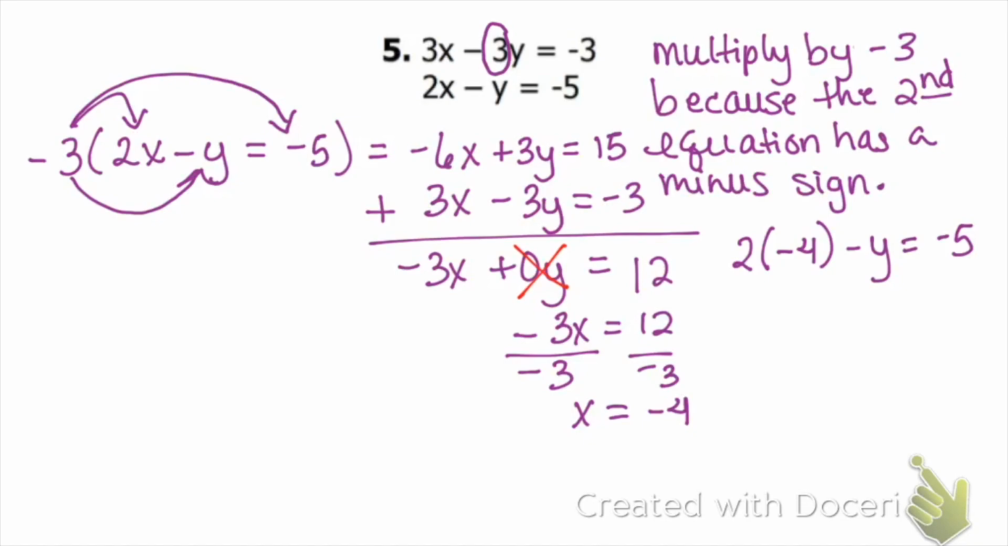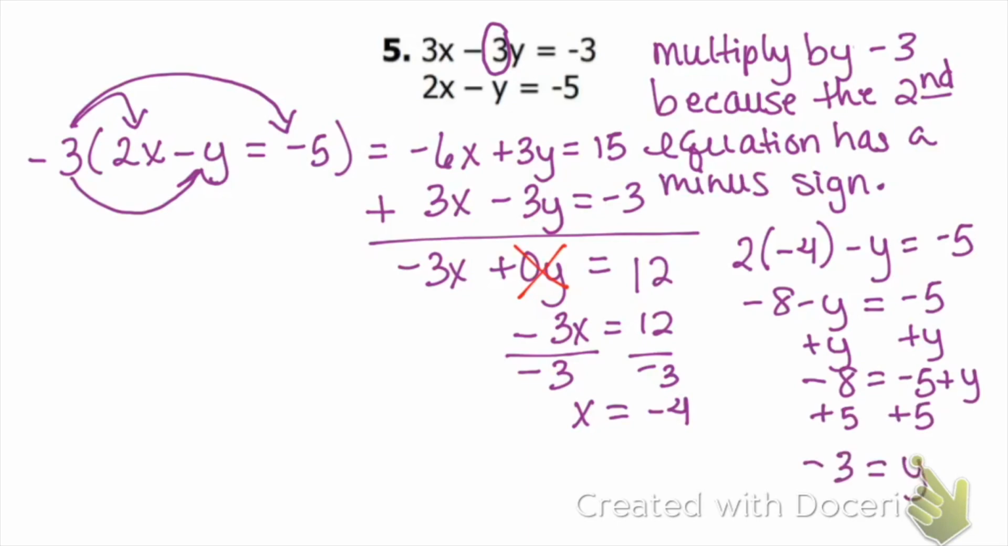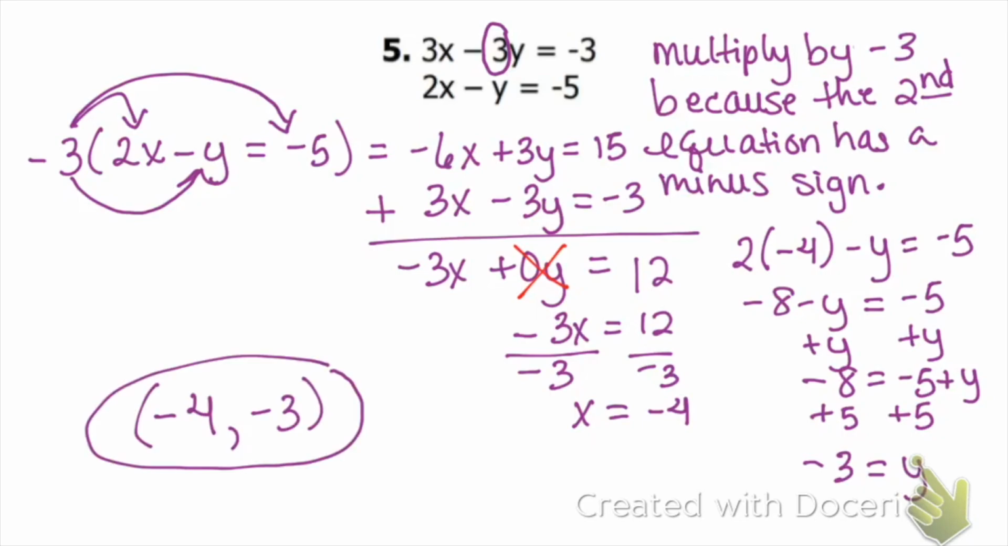So 2 times negative 4 is negative 8. Minus y equals negative 5. So we're going to add y so that we don't have a negative y. Then we're going to add 5. So we get y equals negative 3. So our solution is negative 4 comma negative 3.